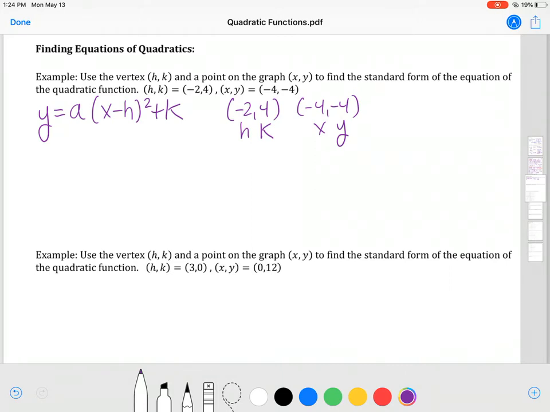So what we're going to do is plug in (h, k) because for sure that is part of the equation. In order to put this in standard form, I need 3 pieces of information. I need my a, I need my h, and I need my k. And right off the bat, we already have 2/3 of the problem done because they give us what h and k is. So I'm just going to go right ahead and plug in our values of h and k.